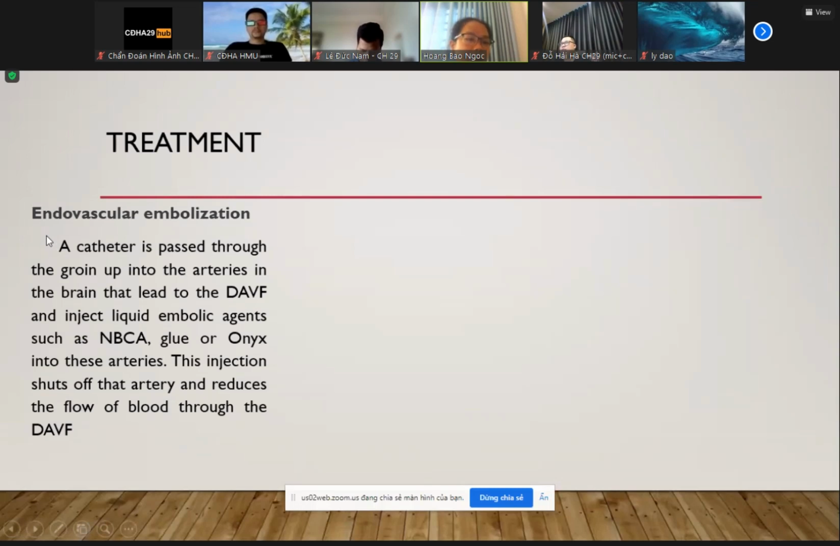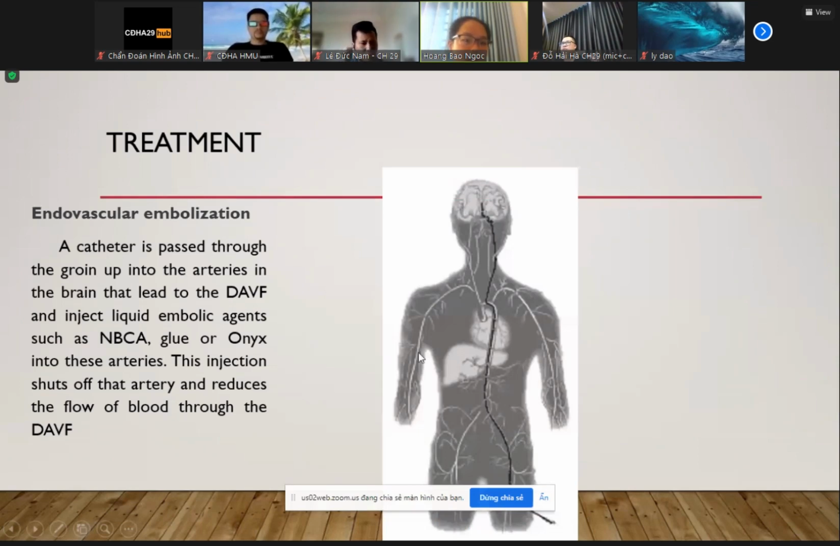During the endovascular embolization procedure, a catheter is passed through the groin up into the arteries in the brain that lead to the dAVF, and liquid embolic agents, such as Onyx, glue, or NBCA, are injected into these arteries. This injection shuts off the artery and reduces the flow of blood through the dAVF. These liquid embolic agents really have changed patients' lives in terms of dural fistula.